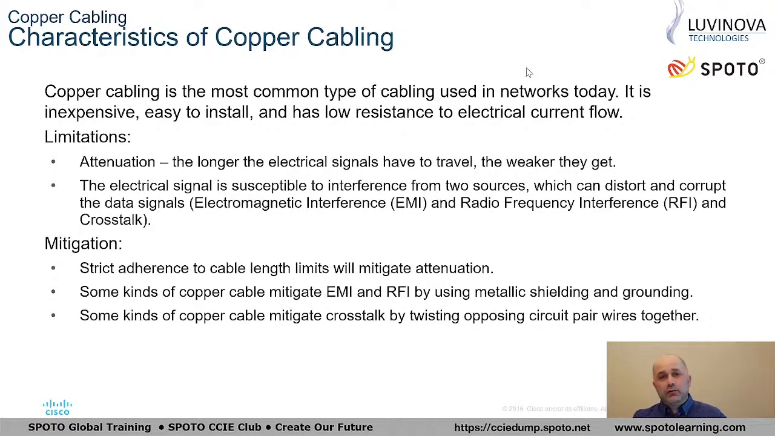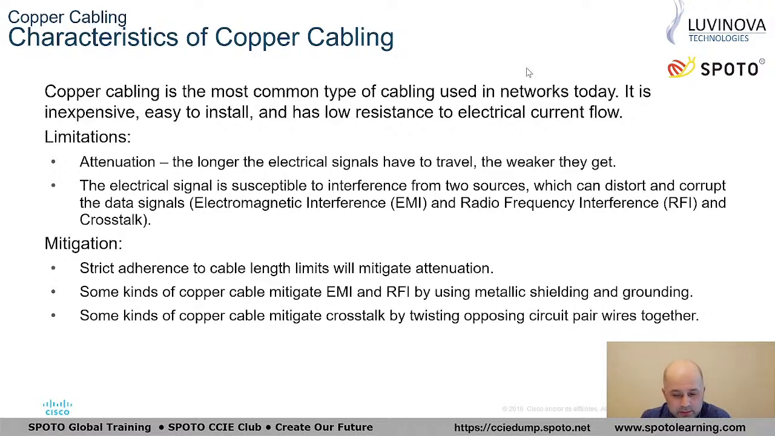Inside the local area network, we use only copper cabling, but if we talk about large distances, there is a certain limitation of copper cabling. Attenuation: the longer the cable, the weaker the electrical signal. That's why over very large distances, in a wide area network, we're not using copper cable. We're using fiber optics.